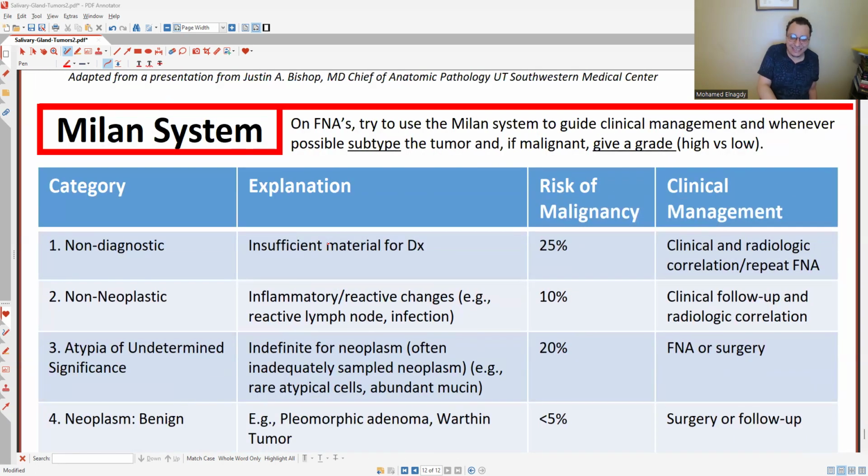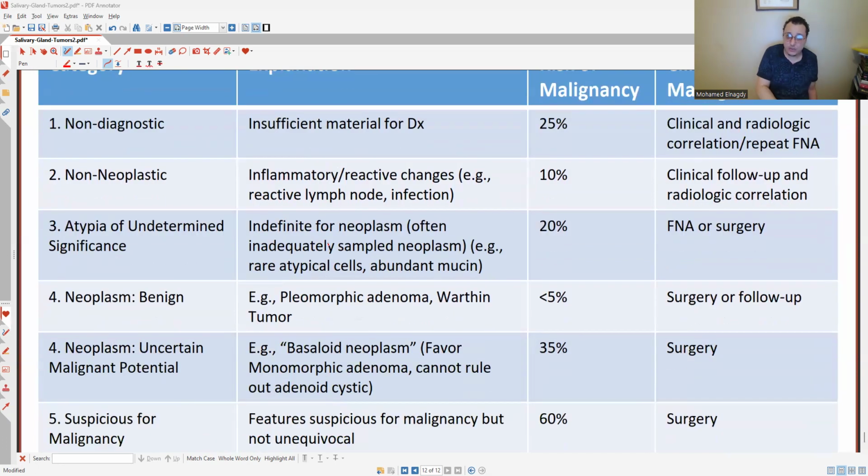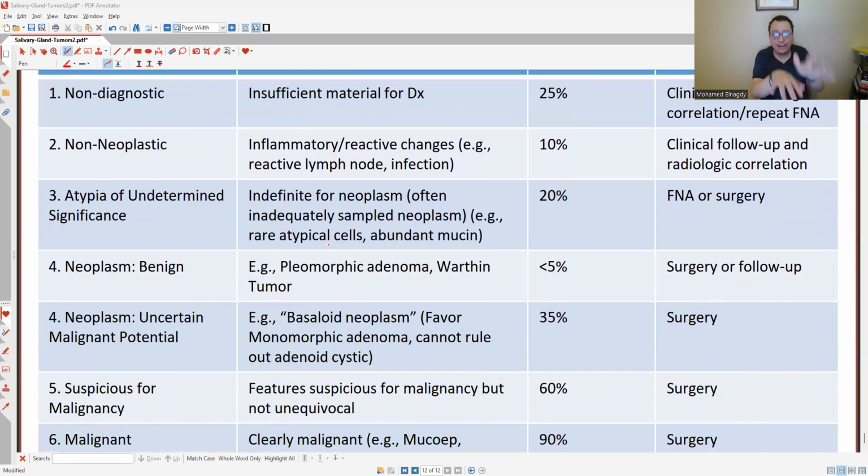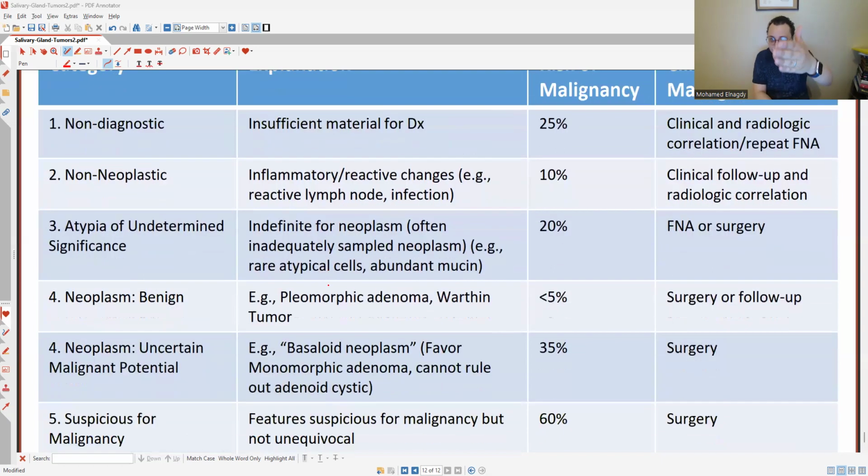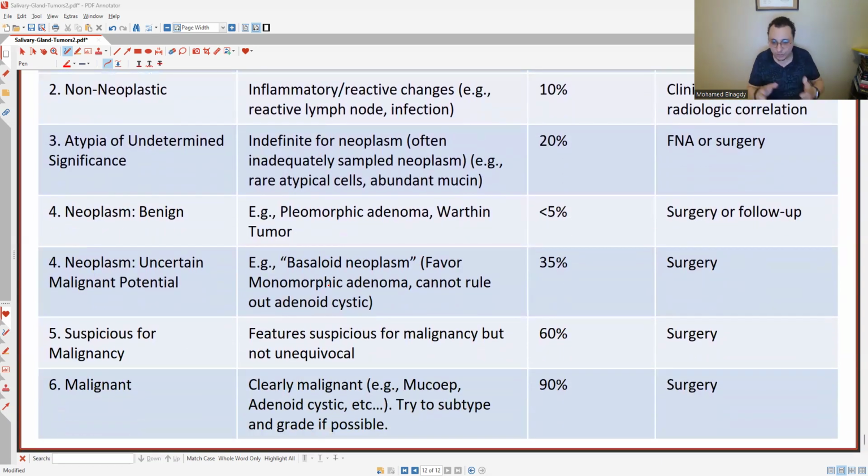So the Milan system, they usually use this in cytology. However, I never saw a cytology question of a salivary gland tumor asking me which category I would put this mass in, like whether it's non-diagnostic, non-neoplastic, atypia of undetermined significance, neoplasm benign, neoplasm of uncertain malignant potential, suspicious for malignancy, malignant. These are the cytology grades and the percentage of each one having the risk of malignancy, like frank malignant is about 90% malignant, and suspicious for malignancy means 60% malignant.